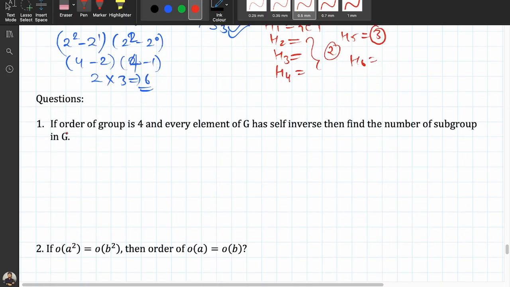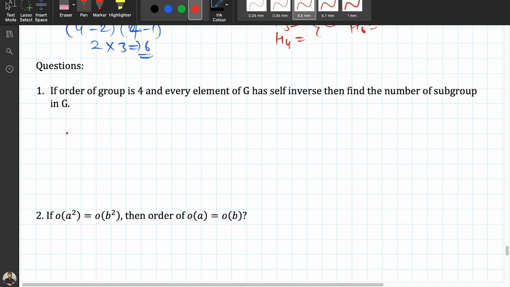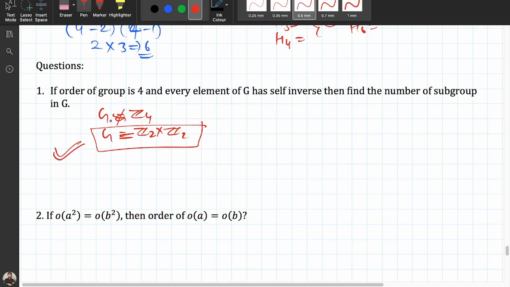So if the order of a group is 4 and every element of G has a self inverse, then find the number of subgroups in G. So from here, how can we find? These are some questions here. Given that, I can consider G as Z4 or G as Z2 cross Z2. Now one more thing, it has self inverse, and it is not necessary that every time a group of order 4 is equivalent to Z4, this is Z2 cross Z2. So from here we can easily find this.